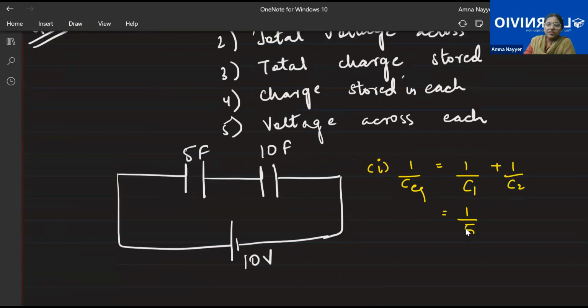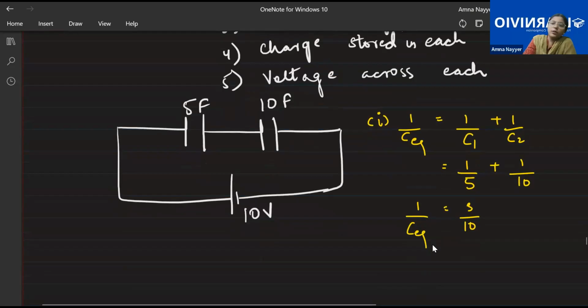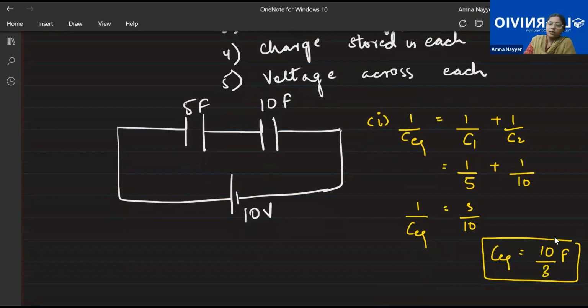Now look, 1 by 5 plus 1 by 10. So this is 3 by 10. This is 1 by C equivalent. But we need C equivalent, we don't need 1 by C equivalent. So we will inverse it. This is the answer. Do not forget to reverse this. If you forget, your answer will be incomplete.